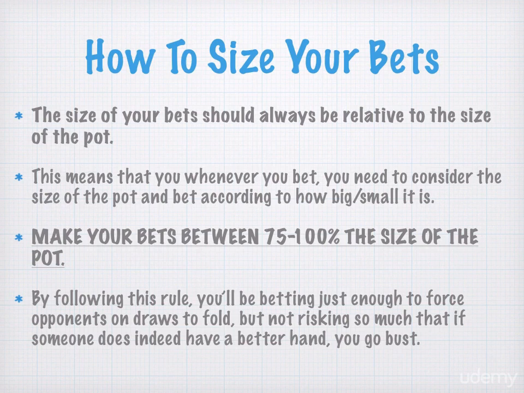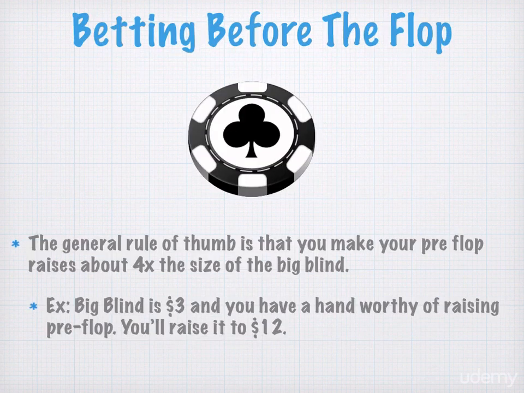How to size your bets. So the size of your bets should always be relative to the size of the pot. So this basically means that whenever you bet, you need to consider the size of the pot and bet according to how big or small it is. And the pot is referring to the community chips that are in play based on what everyone else has put into the pot. So your bets should be between 75 to 100% the size of the pot. By following this rule, you're going to be betting just enough to force opponents on draws to fold, but you're also not risking so much that if someone does indeed have a better hand than you, you end up going bust.